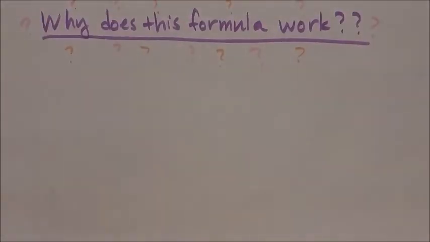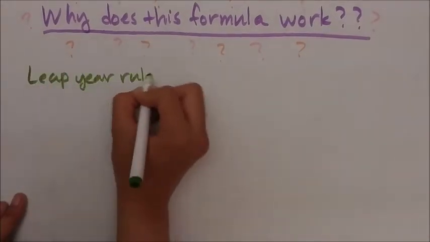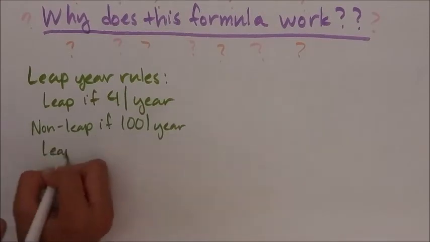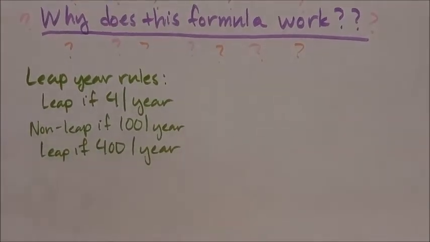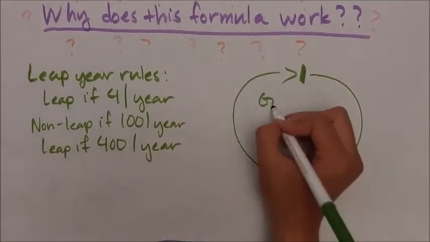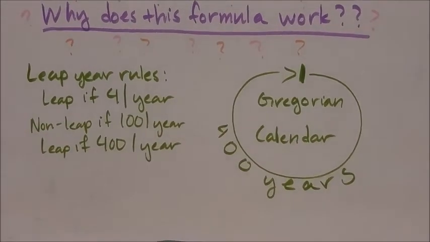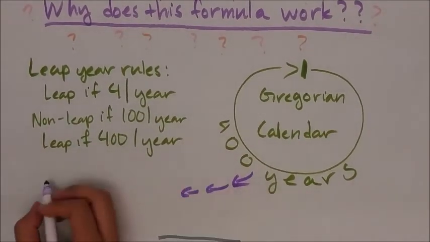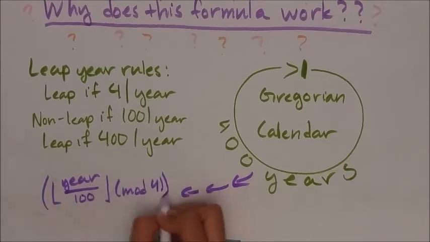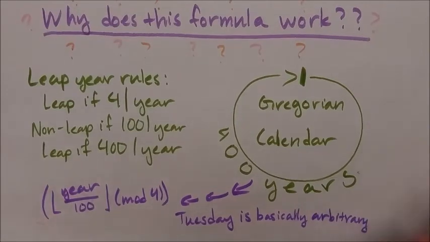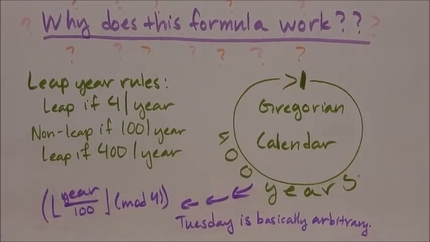This formula actually depends on the rules for determining a leap year. Leap years are divisible by 4, except when they are divisible by 100, but they are leap years if divisible by 400. Thus, the Gregorian calendar makes a full cycle every 400 years, and the calendar is identical every 400th year. This explains the term year over 100 modulo 4. The term Tuesday simply means that when the year is divisible by 400, the anchor day is Tuesday.